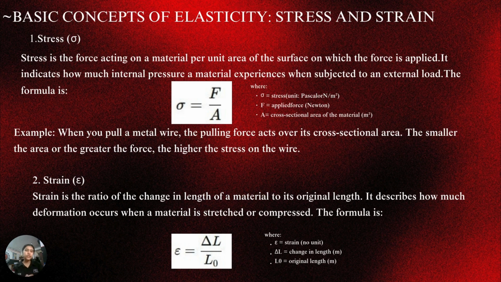And second is strain. Strain is the ratio of the change in the length of a material to its original length. It describes how much deformation occurs when a material is stretched or compressed. The formula is epsilon equals delta L over L0.